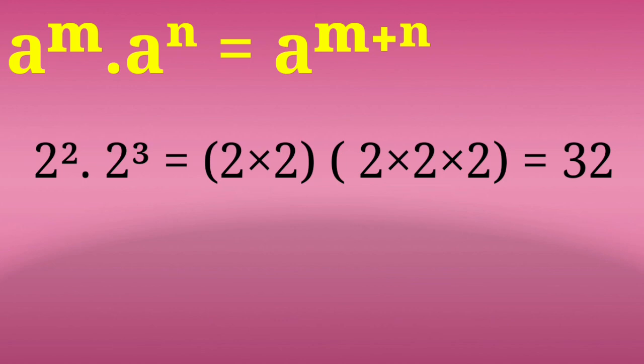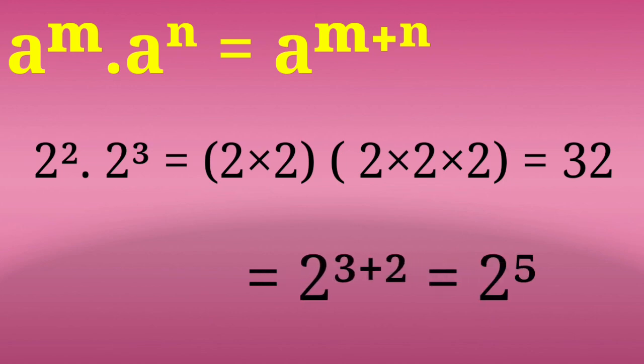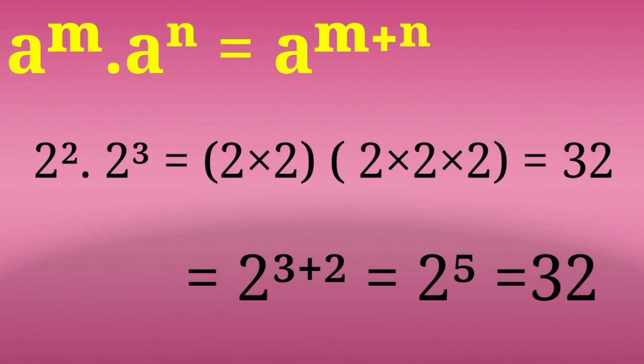By using our equation, a raised to m plus n, right? So 2 raised to 2 plus 3, what will you get? 2 raised to 5, which is equal to 32. This 2 raised to 5 is 32.